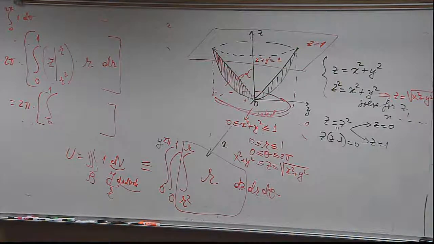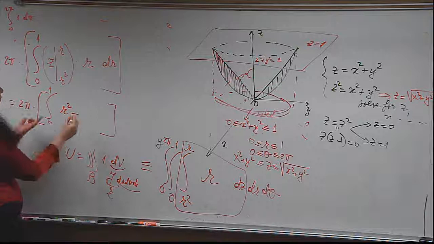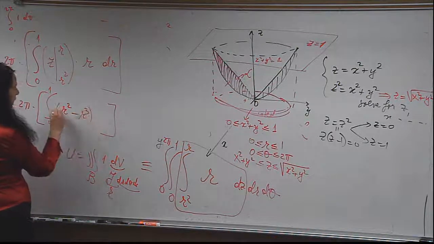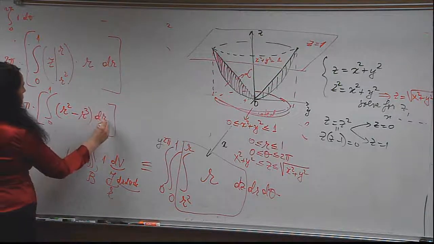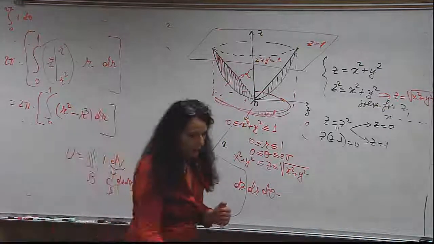r squared in the end. I mean, I do the whole thing in the end. I have r squared minus r cubed. Right, guys? Are you with me? Divided by 2. So this is when I did it, but I didn't do the antiderivative. Not yet. I did not apply the fundamental theorem.